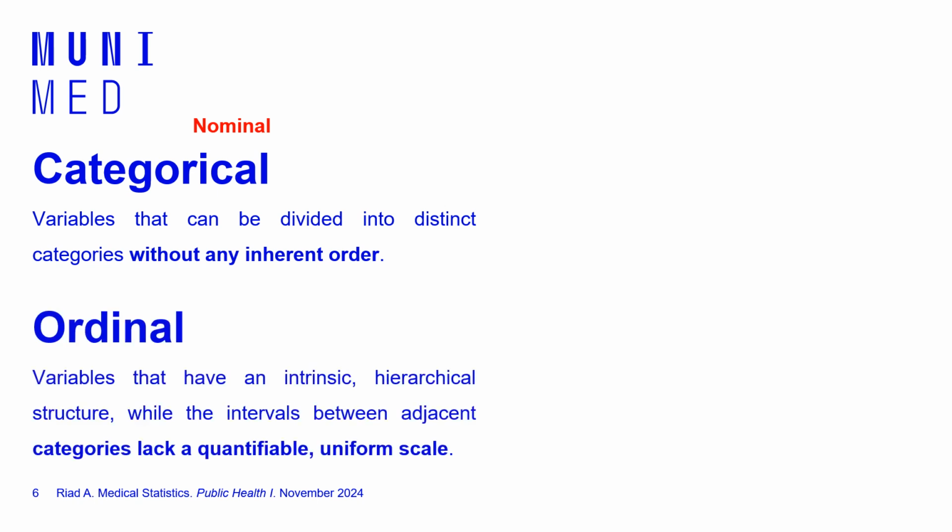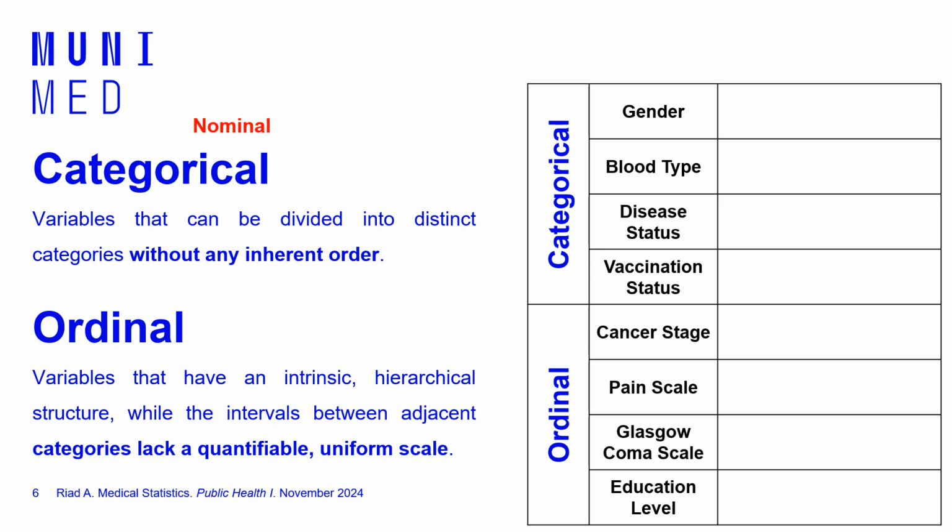Okay, so let's see in more detail these types of variables. Let's start with categorical. It has another terminology or synonym, which is nominal, and this is a variable that can be divided into distinct categories without any inherent order, as I said. On the other hand, we have ordinal variables that have an intrinsic hierarchical structure, while the intervals between adjacent categories lack a quantifiable uniform scale. We cannot see the space between the groups or the levels in the ordinal variable. However, we know that the higher strata are supposedly more prominent than the lower strata, yet we cannot see the distance between them.